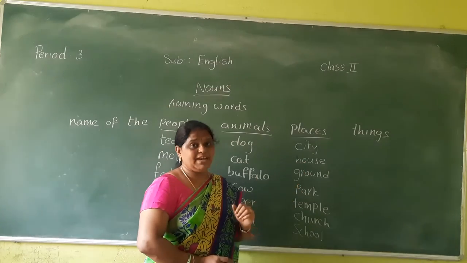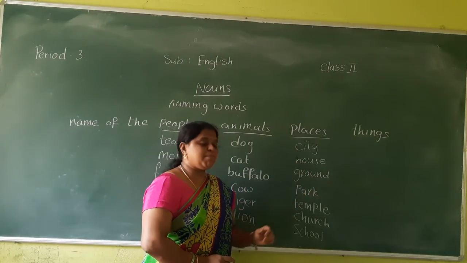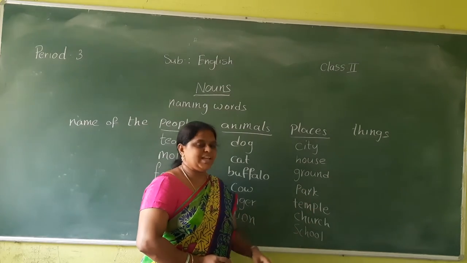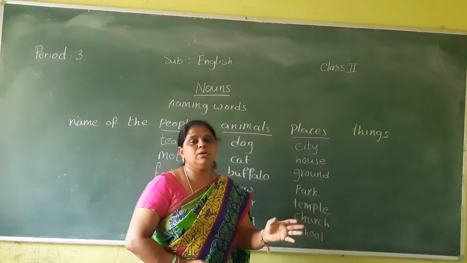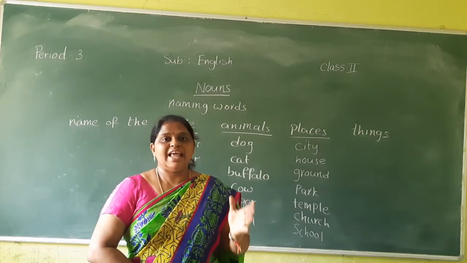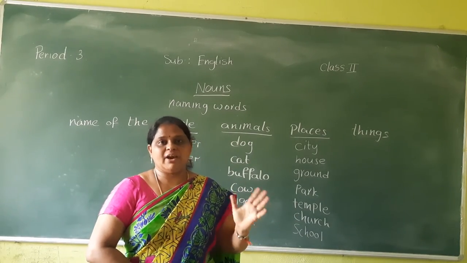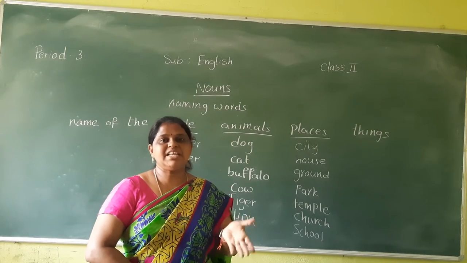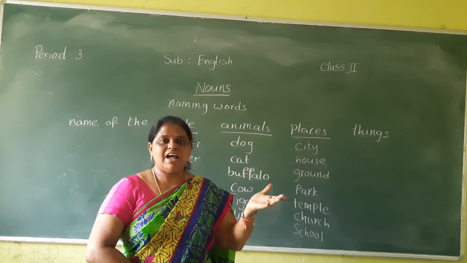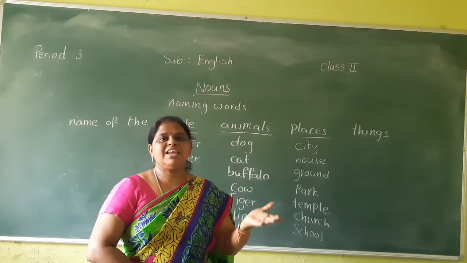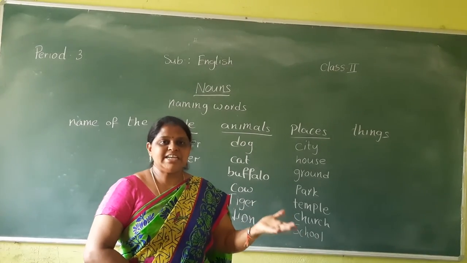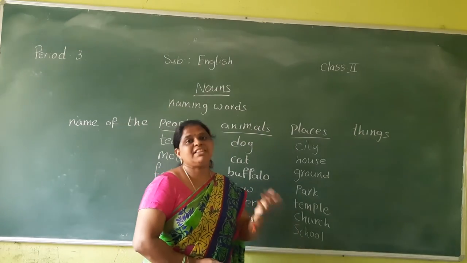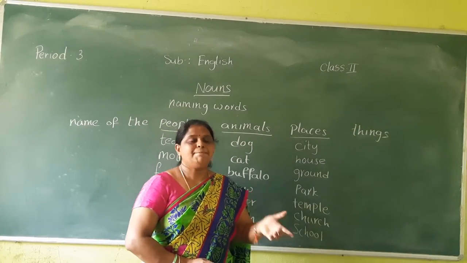House is the name of a building. Ground is the name of a place. Park is the name of a place. Temple is the name of a place. Church is the name of a place. School, bank, hospital. Like that. Many places are there around us. Yes or no? Each and every place has its name. Yes or no? We are living in a street. So like that, a street also has a name, a road also has a name. Yes, by that you will identify the place.